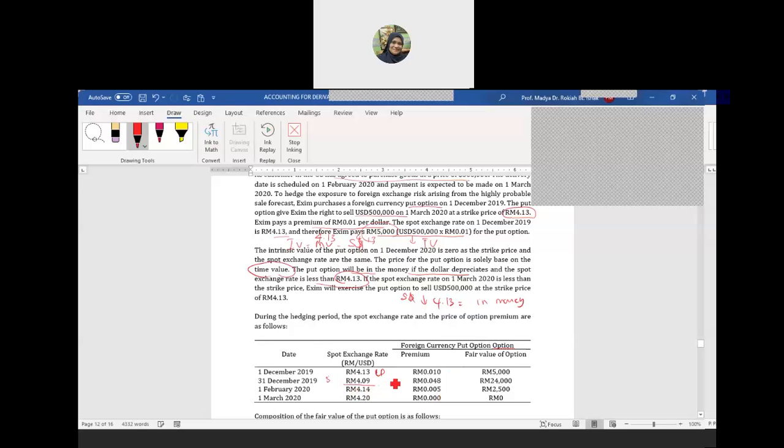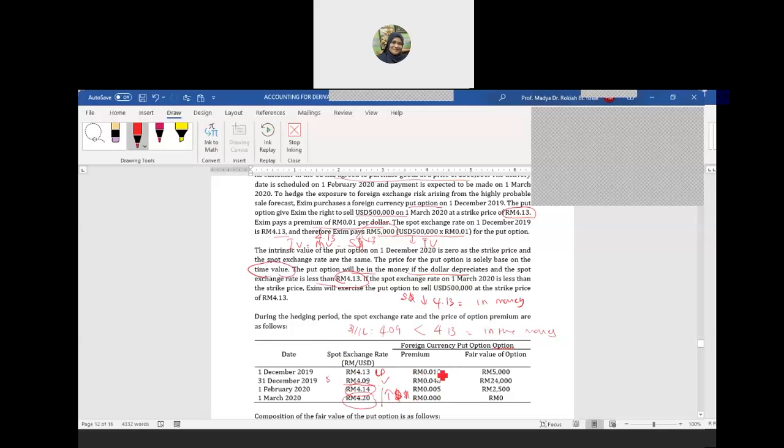During this time it's still okay because the exchange rate is lower. The exchange rate on 31st December is 4 ringgit and 09, which is lower than the option price of 4 ringgit and 30. So this one is still in the money. Okay, if you look here, the value becomes 4 ringgit and 14. So on 1st of February and also on 1st of March, the value is higher than the option price, the strike price. So it's not worth exercising your option during this time.